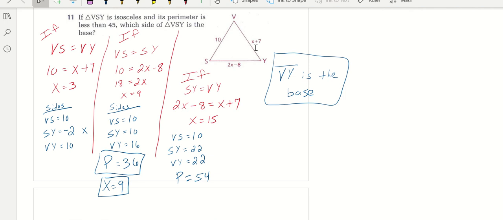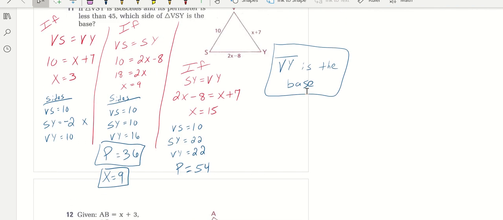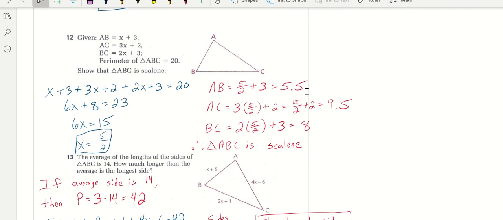So if this is an isosceles triangle where VS is equal to SY, your third side that is not equal must be the base. So SY and SV are the legs. VY must be the base. I might have said that wrong a moment ago, but VY is the base.